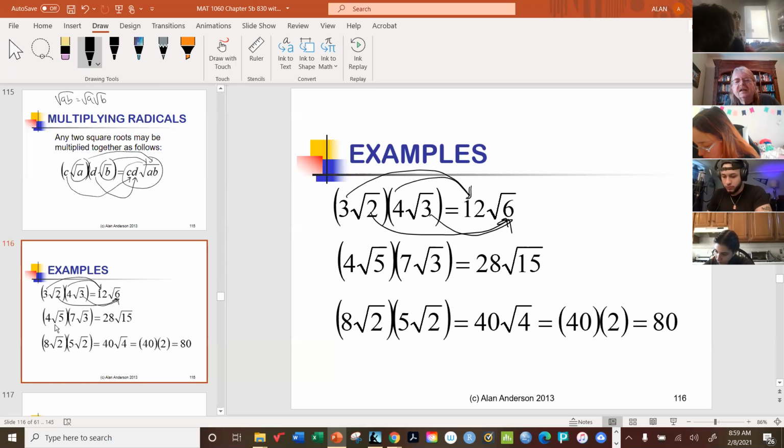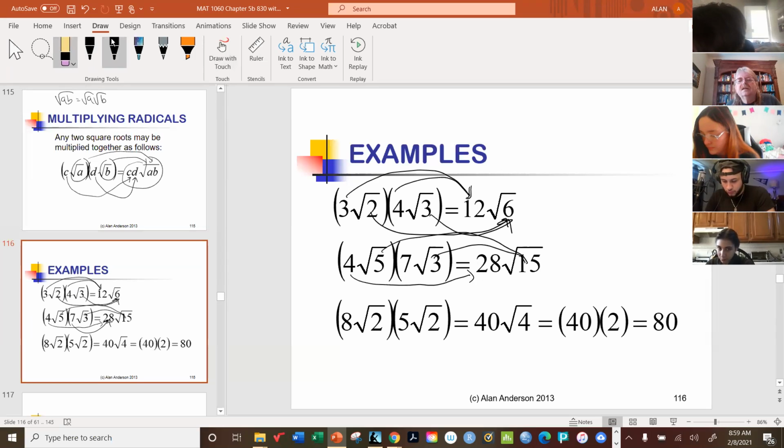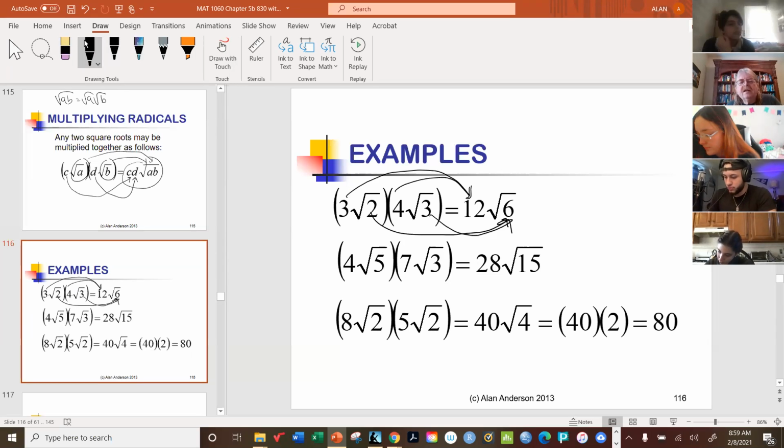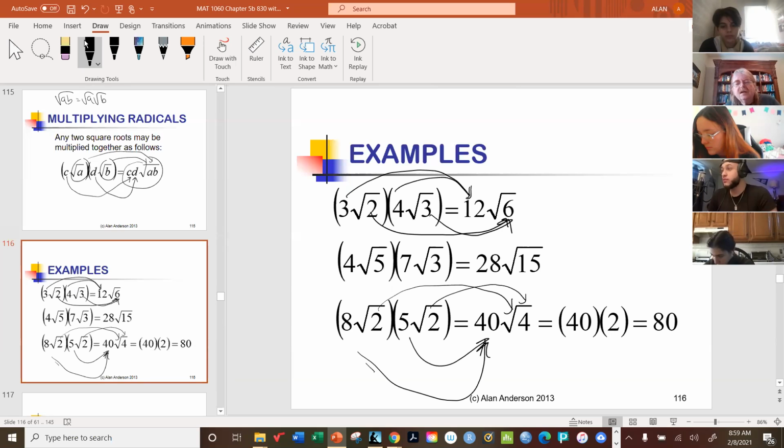Now, down here in the second case, the 4 and the 7 are multiplied to provide us with this 28. And under the square root sign, we combine the 5 and the 3. All right, so it's getting a little messy here. Let me get rid of some of these. Hopefully, though, you can see how this came about. All right, and then in this last case, same thing. The 8 and the 5 were multiplied to give us 40, whereas the 2's provide us with a 4. But this time, something's different because we have a perfect square. We can simplify this to 40 times 2, and this is now 80.